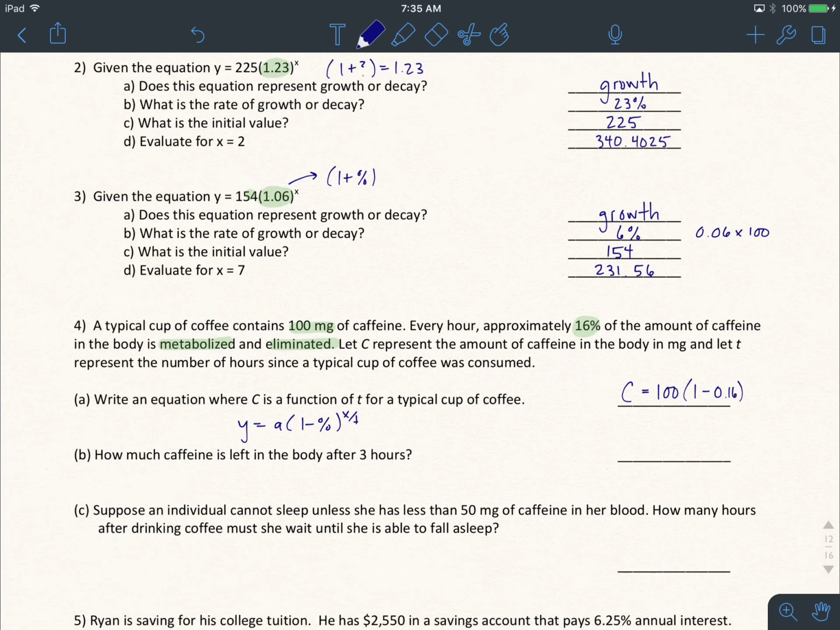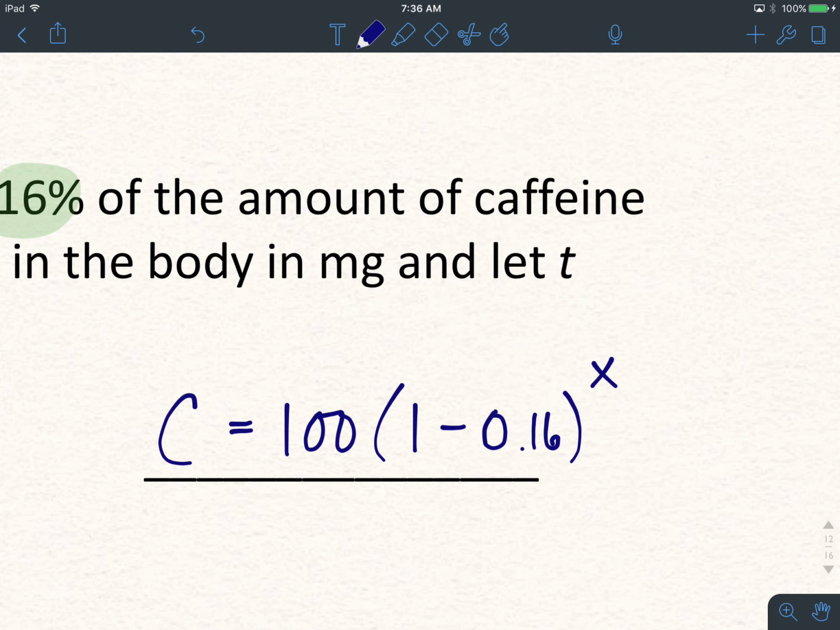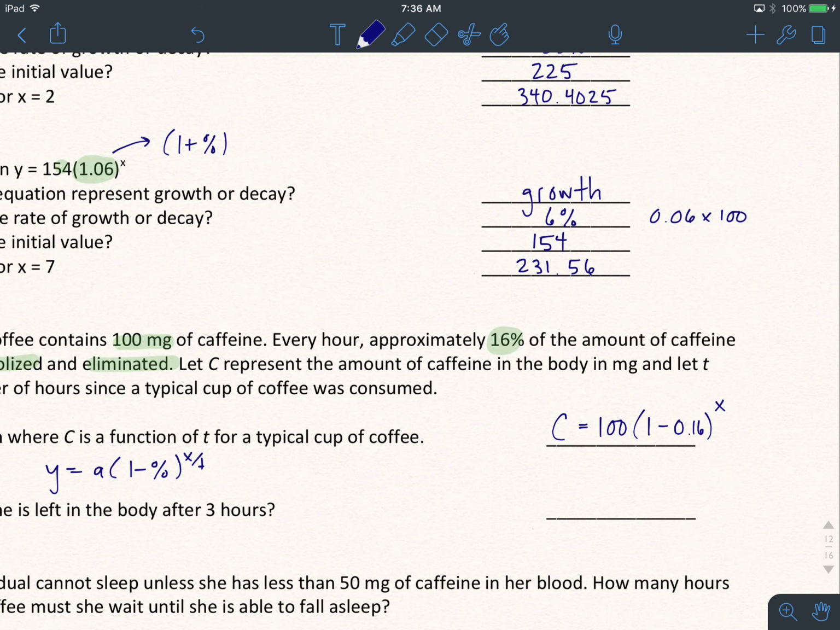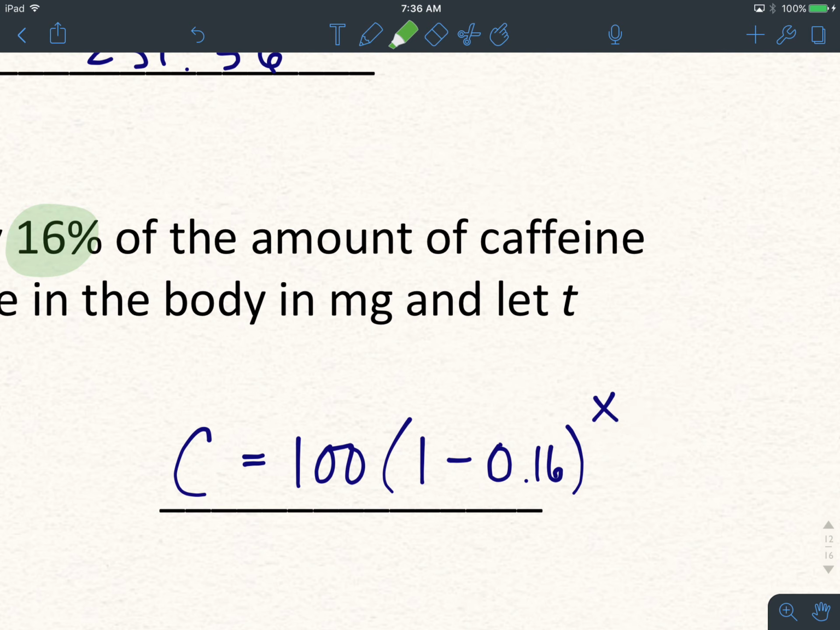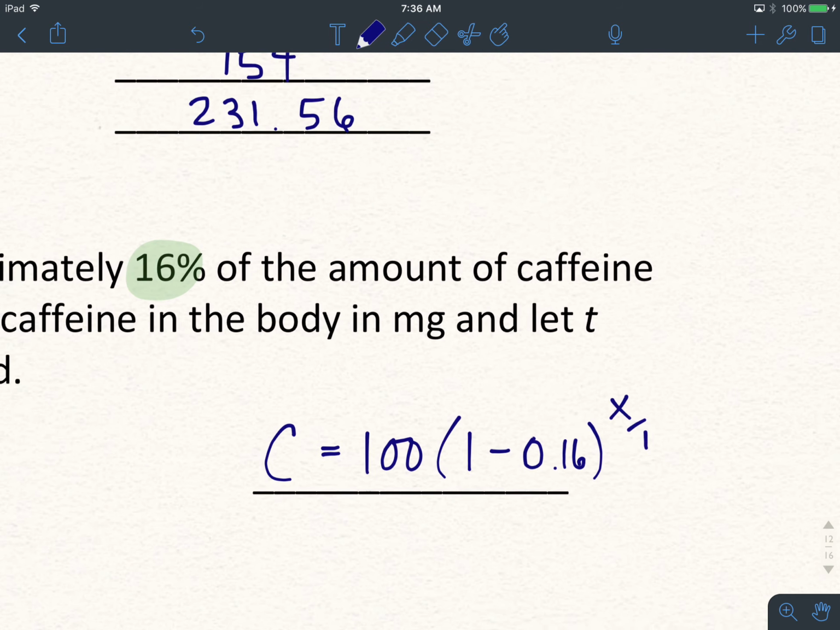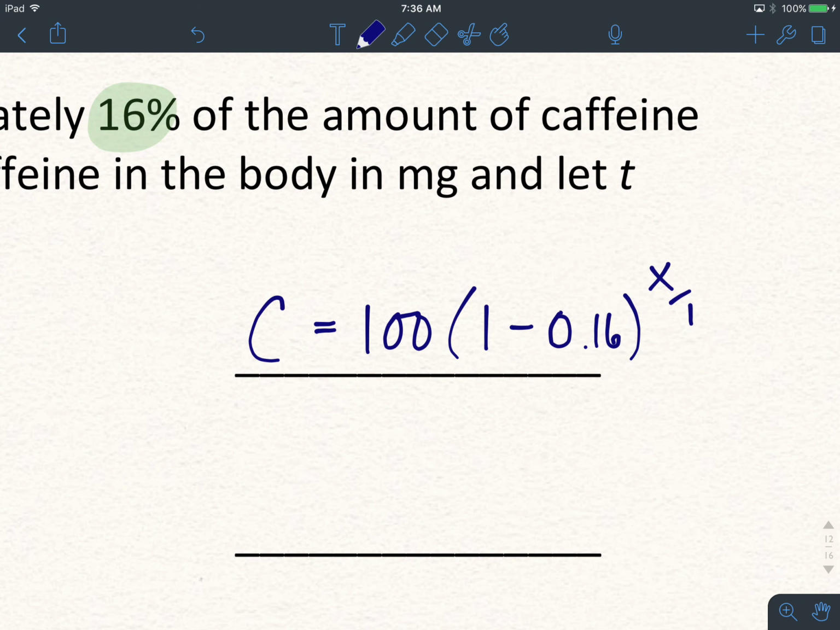Now it hasn't told us exactly how much time has gone by yet, so we're just going to keep that x up there. But it did tell us that it happens every hour. So as long as we're counting our time in hours, this is going to be x over 1, which is just going to be x, which is nice for us. Now again, I typically recommend doing that calculation. I always think that's sort of a nice way to go. So in this case, we would end up having C equals 100, and 1 minus 0.16 is 0.84 to the exponent x.